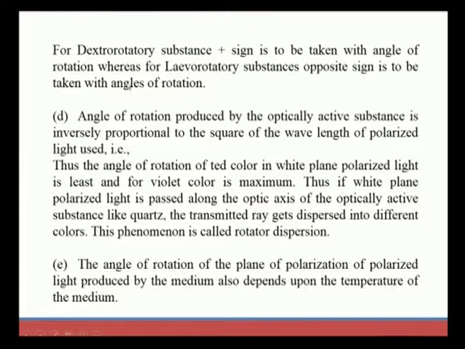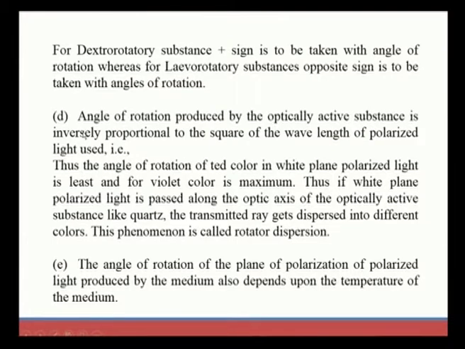So, for dextrorotatory and levorotatory substances, there is a convention. For a dextrorotatory substance, a plus sign is taken with the angle measured, since there is a slight variation in the plane of polarization due to the dextrorotatory or levorotatory nature. If it is dextrorotatory, a plus sign is indicated. If it is levorotatory, we take the angle measured as negative.